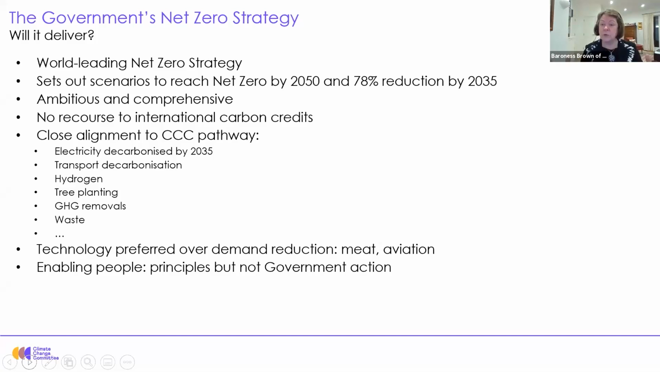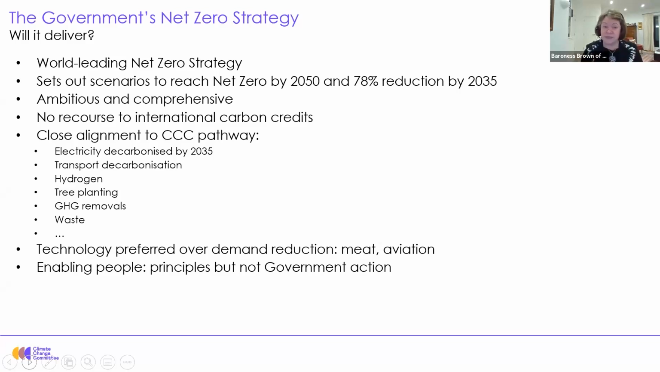So it is ambitious, it is comprehensive, it does cover all the sectors of the UK economy, and it doesn't involve us buying any international carbon credits. So it's all about reducing emissions in the UK. And it aligns very closely with the Climate Change Committee's recommendations in a wide number of areas. So I think it genuinely is a world-leading piece of policy.